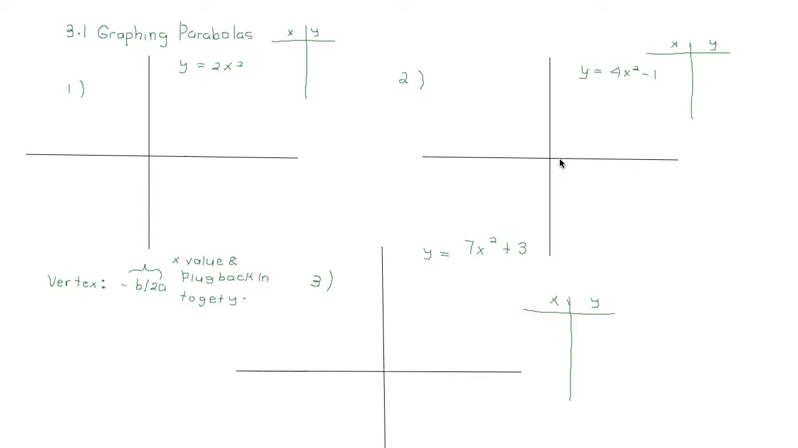In addition, we can also plot different points by plugging in a value of x and getting an output value for y and plotting those on the graph. So for number one, we're first going to find the vertex. Because there's no b value, it's going to be 0 over 2, which is 0. Then we're going to plug 0 into our equation, and we're going to get 0 for the output. So our vertex is the point 0, 0.